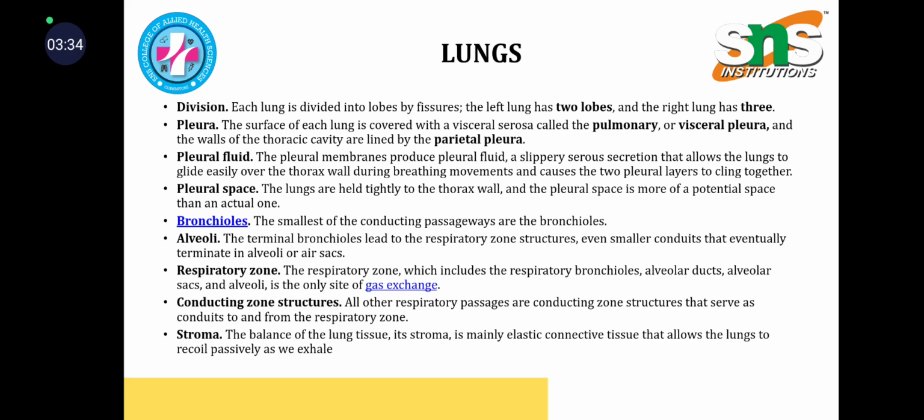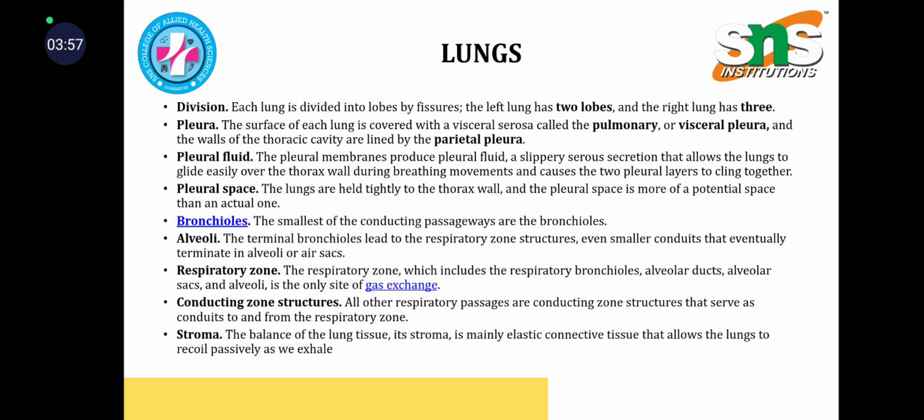Division: each lung is divided into lobes by fissures. The left lung has 2 lobes and the right lung has 3. Pleura. The surface of each lung is covered with visceral serosa called the pulmonary or visceral pleura, and the walls of the thoracic cavity are lined by the parietal pleura.